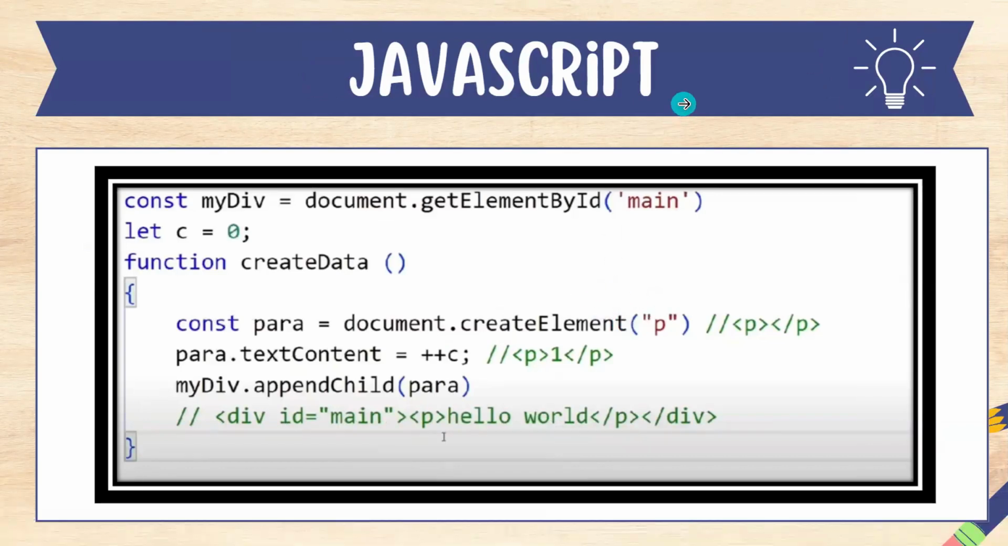Okay, so hello everyone. In this video, we will see how we can create dynamic elements using JavaScript. Here we are going to create one counter. We are creating one paragraph element dynamically, and inside the paragraph element we are giving the value ++c. This c value was initially 0, and ++c means it will increase each time. Whenever we call this create data function, it will increase the c value, and we are appending this paragraph inside the main div. Okay, so let's understand how this flow is working.